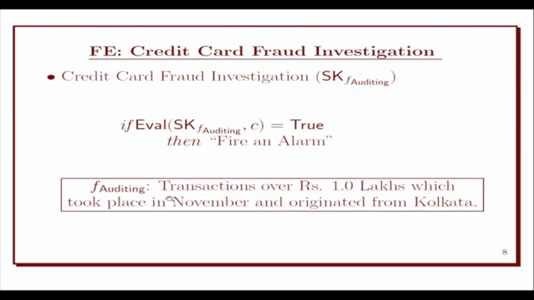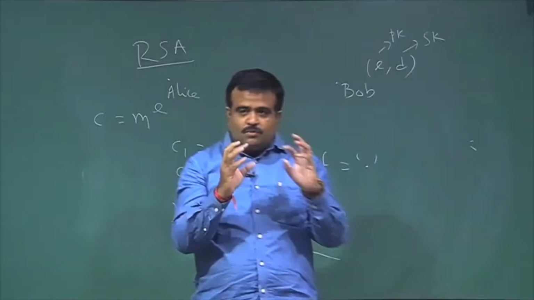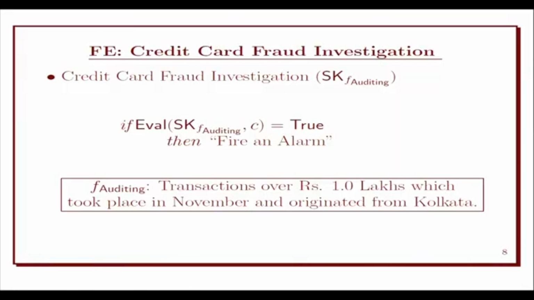Suppose we have a functionality like auditing: the credit transaction is over 1 lakh, and this transaction is done in November, and it is from Calcutta. So, this is a more complicated circuit. Then corresponding to this functionality, suppose the cloud got this secret key. If that is the transaction, then the corresponding ciphertext will give us true on eval, and then we will have an alarm. So, this is the application.